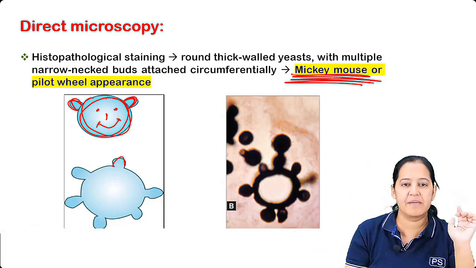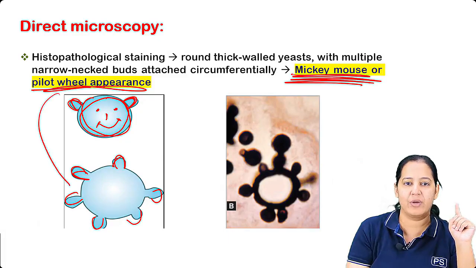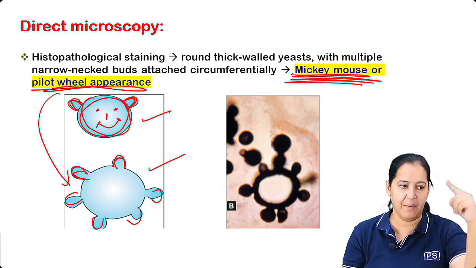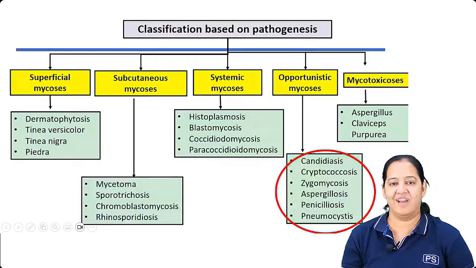And if multiple buds are there, not two, this is known as pilot wheel. It looks like a wheel. So learn the two appearances. Mickey Mouse, pilot wheel. See the real image of the pilot wheel. So this is the real image, we are done.